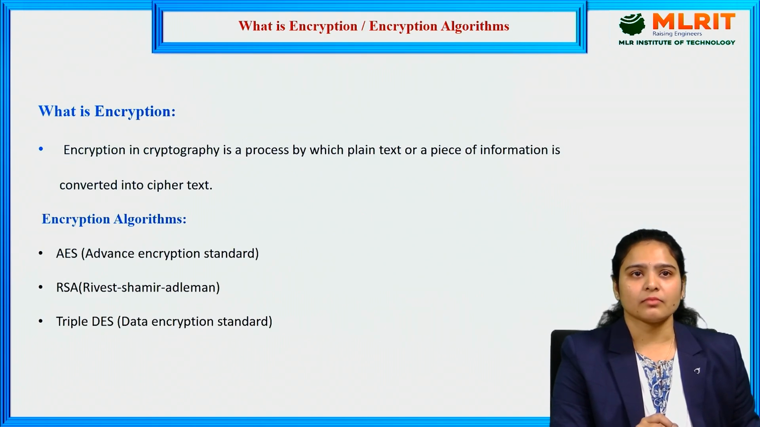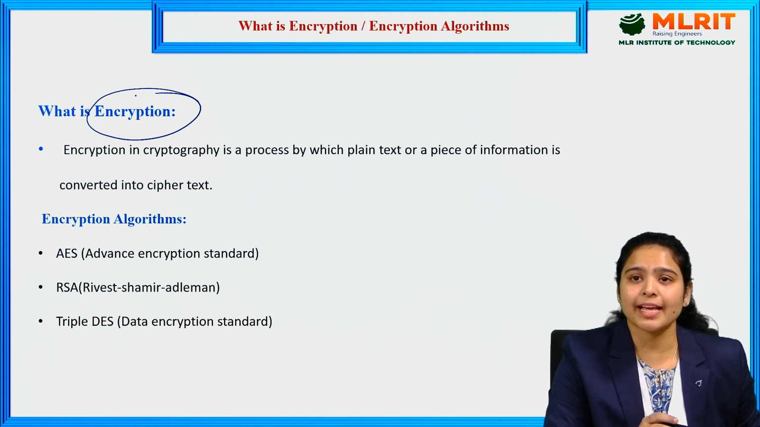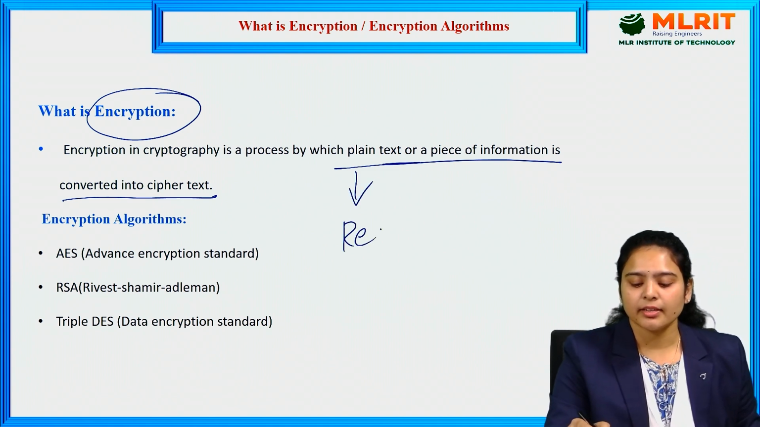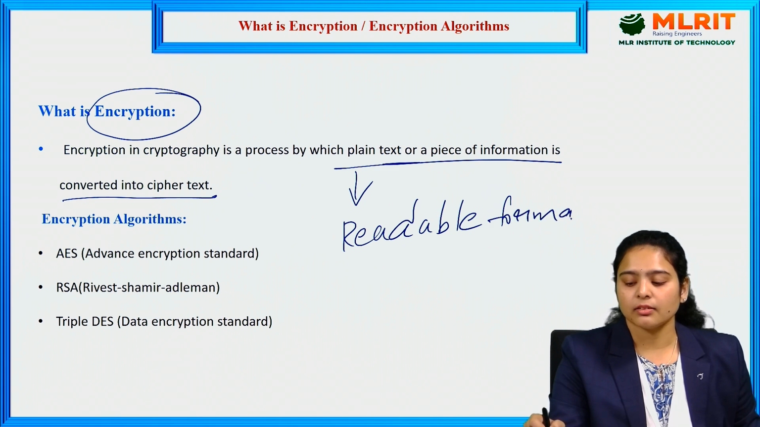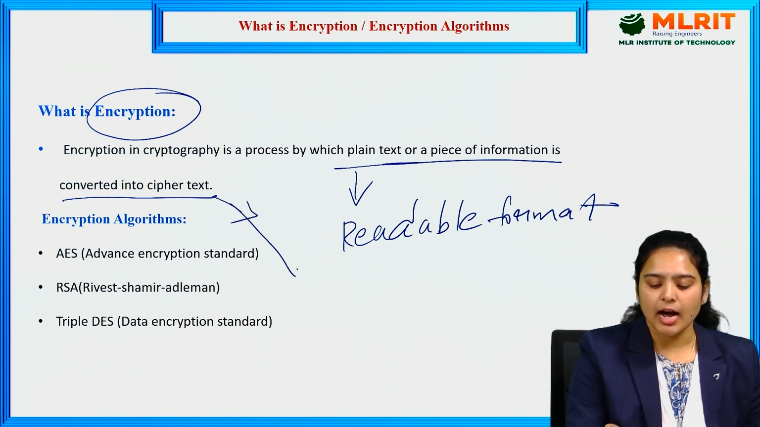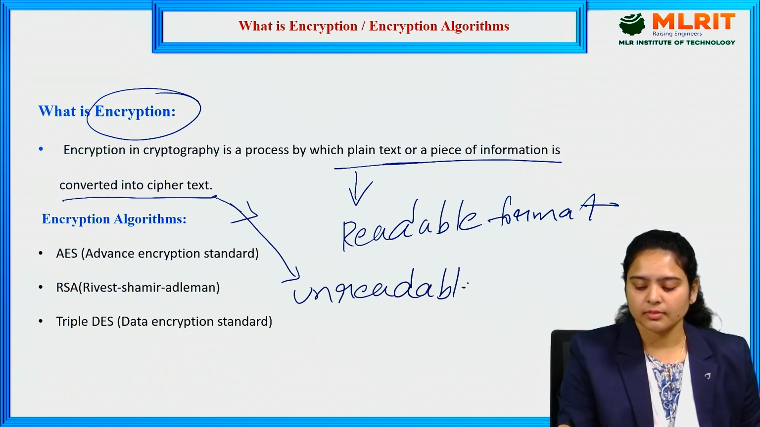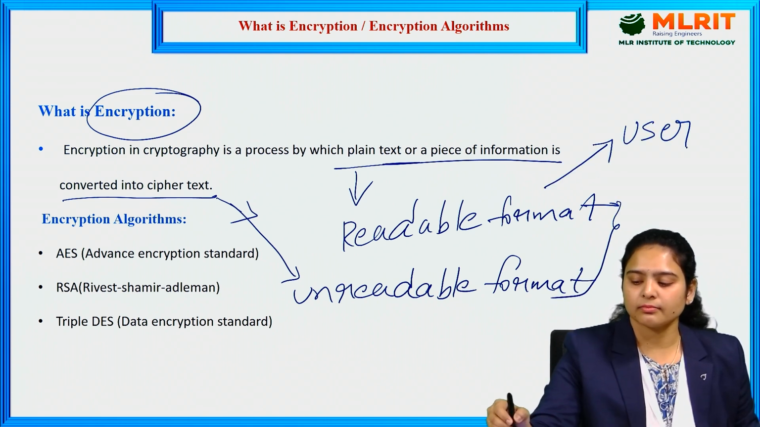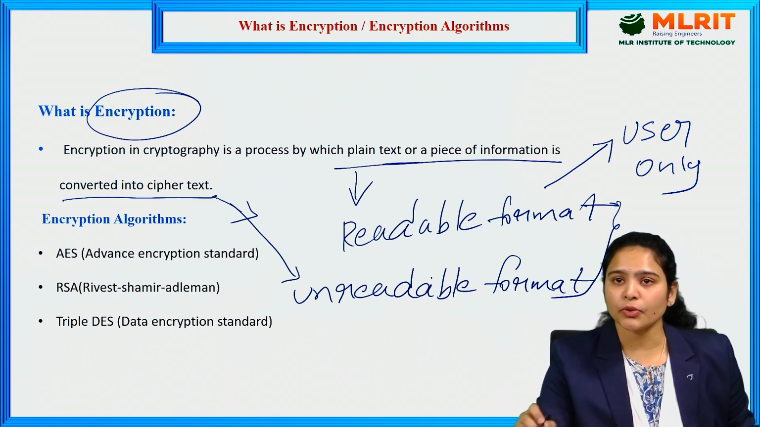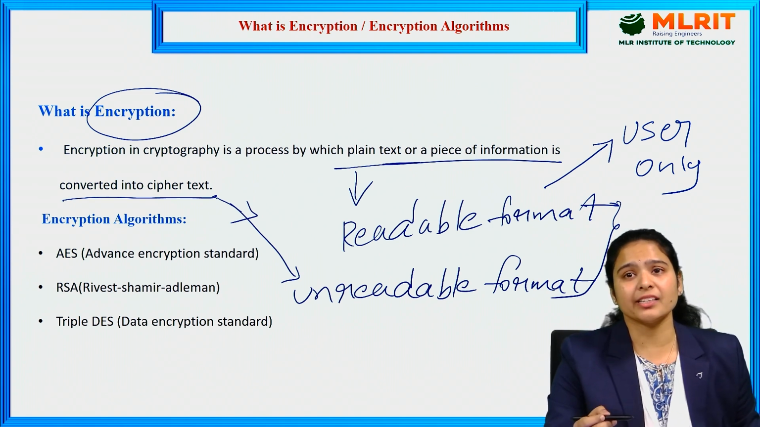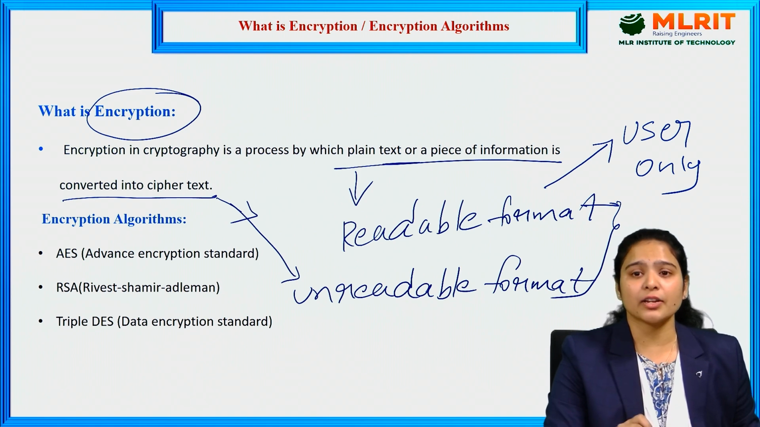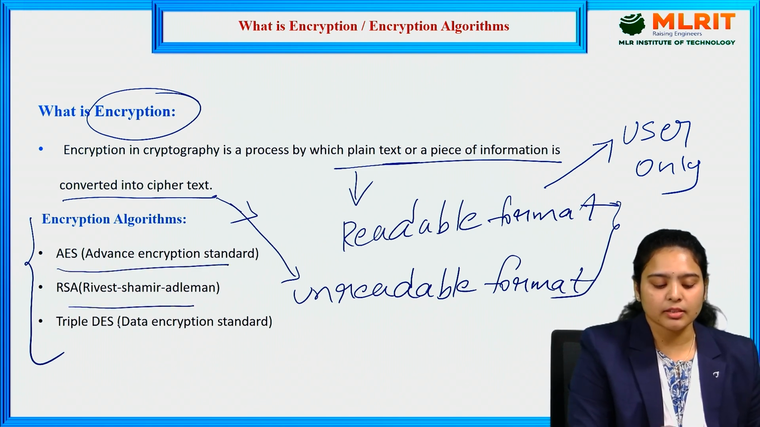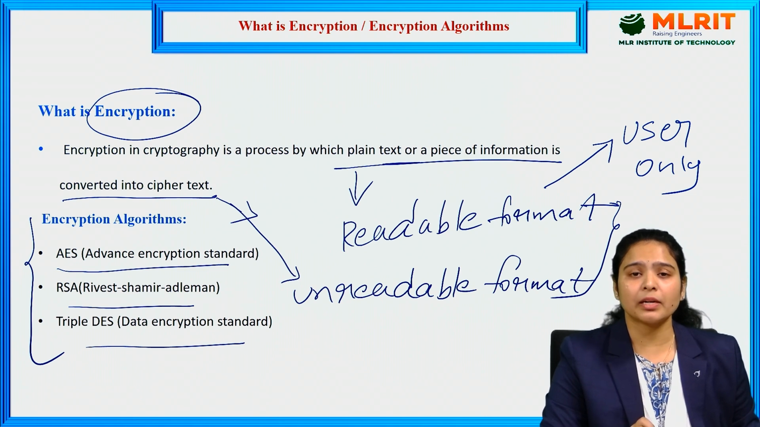In the next slide, we can see what is encryption. In the previous slide I discussed that encryption is the conversion of plain text to ciphertext. Plain text is a readable format and ciphertext is an unreadable format. Both formats are related to the user only. While converting plain text to ciphertext and back, we use some encryption algorithms. There are three types of encryption algorithms: AES, DES and RSA.